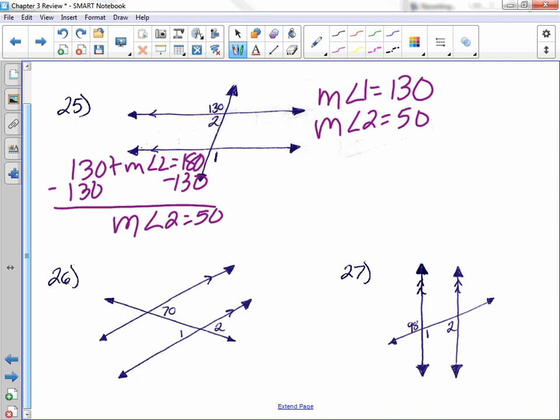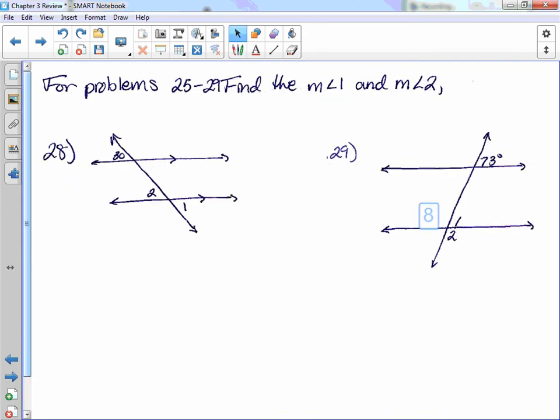Almost. There should be 70 also. Because for 26, angle 1 and 70 are between the parallel lines and on opposite sides, so they're congruent. And angles 1 and 2 are vertical angles, so they're both the same. Or 70 and angle 2 are corresponding angles, so they're the same. Any others on 26 through 29 that y'all want to look at specifically?